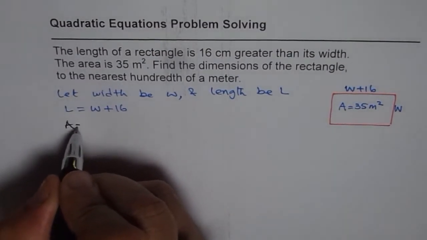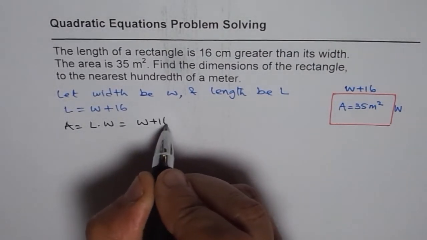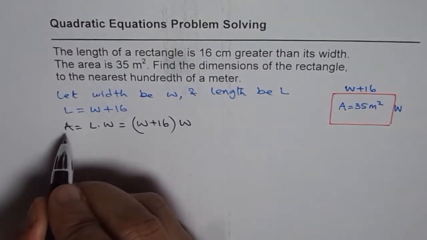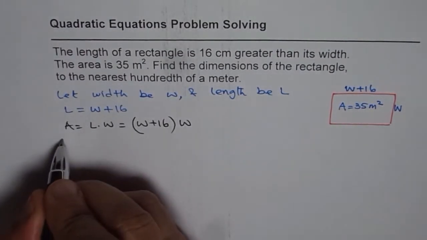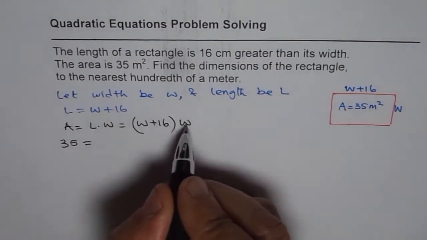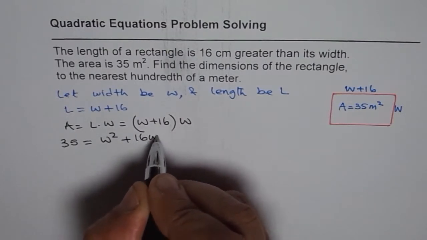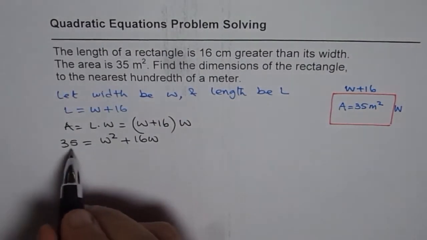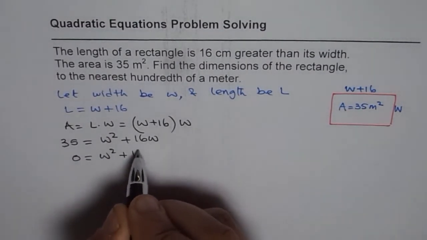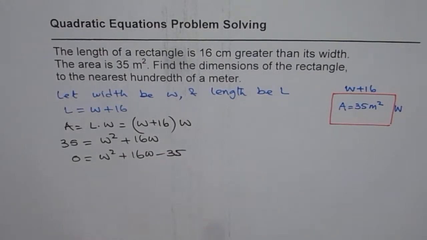Now area is length times width. We know length is W plus 16. Multiply that by width. Area is given to us as 35 meters square. So let's write 35 is equal to, and let's expand this. We get width square plus 16W. Now to find W, we can bring all the terms to one side. So we get W square plus 16W minus 35 is equal to 0.